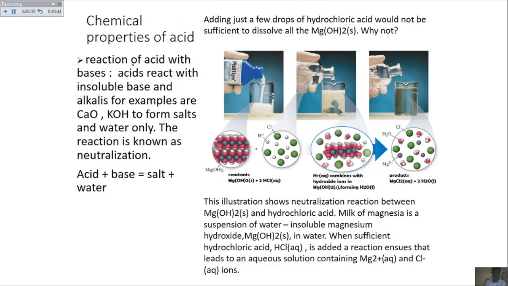Good. Now let's go to the chemical properties of an acid again. Here we're talking about the reaction of acid with base. That is the second one. The reaction of what? Acid with what? Base.